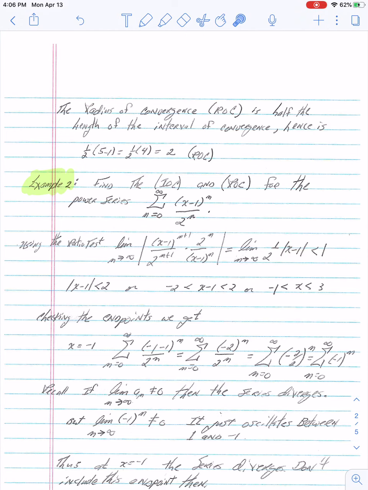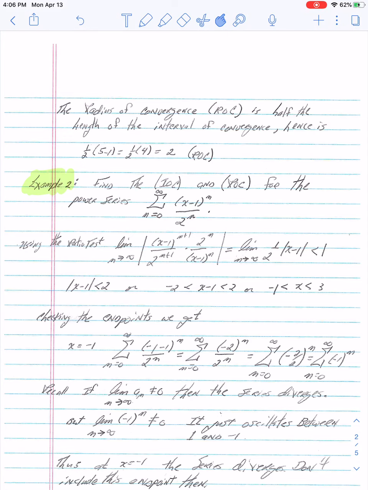So it's 1/2 absolute value of x minus 1 less than 1. I multiply everything by 2. I get the absolute value of x minus 1 less than 2. I translate that to an inequality. X minus 1 has to be between 2 and minus 2. I add 1 to everything. X has to be between minus 1 and 3. That's almost my interval of convergence.